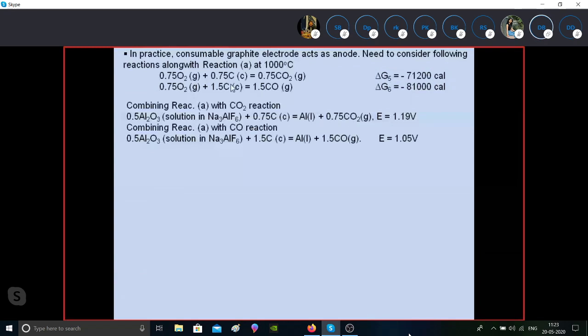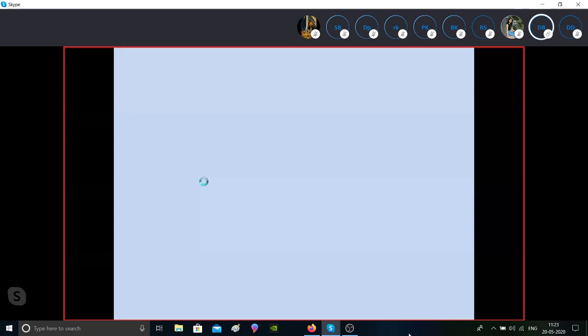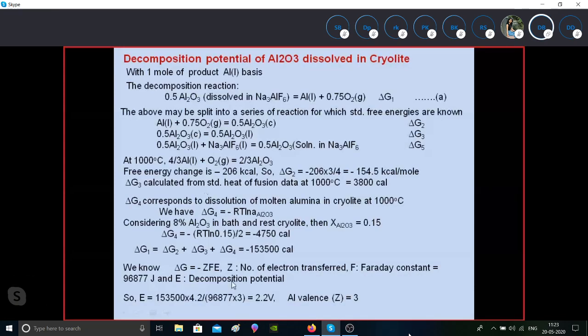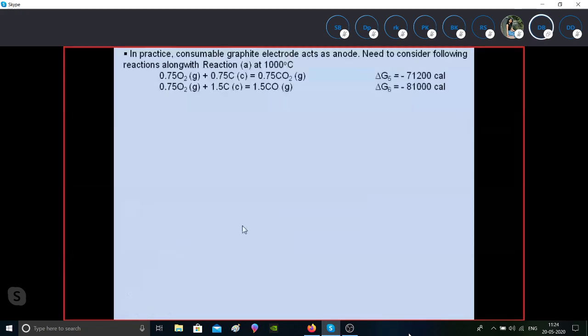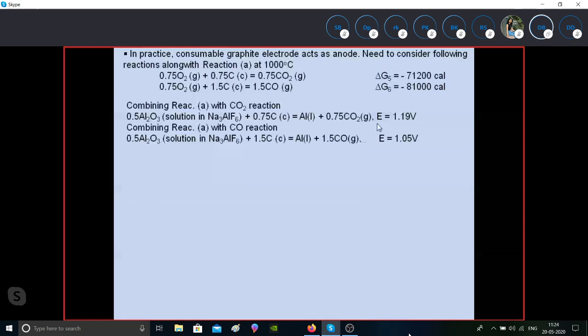Now if you go back and follow the same procedure I pointed out for calculating the decomposition potential, you will end up with a decomposition potential of 1.19 volt. And if we combine reaction A with the CO reaction, we will get an E value of 1.05 volt. What does it indicate? What is the outcome of this?